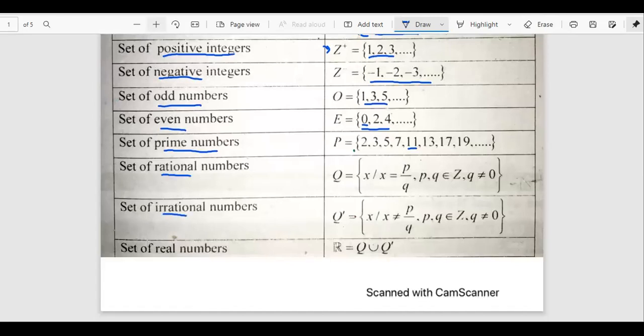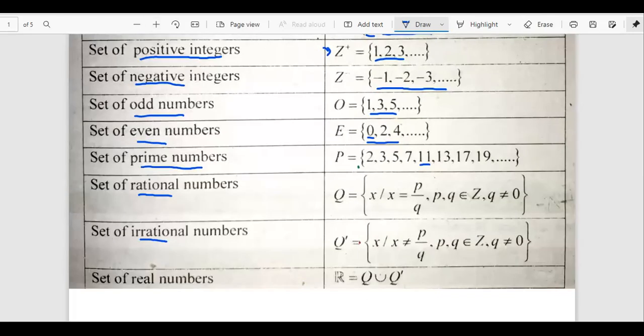Now let's talk about rational numbers. A rational number basically has all the x's such that x equals p by q, where p is the numerator, q is the denominator, and p and q belong to integers, right? So in short, a rational number is basically a number which can be written as a fraction. In the numerator, you have p, that is an integer. In the denominator, you again have an integer.